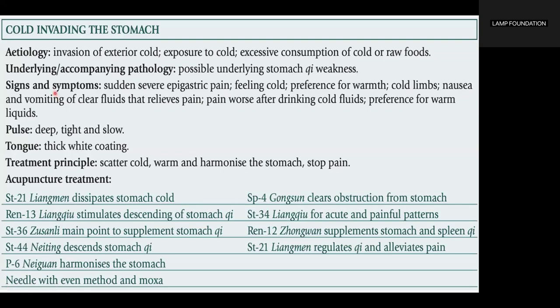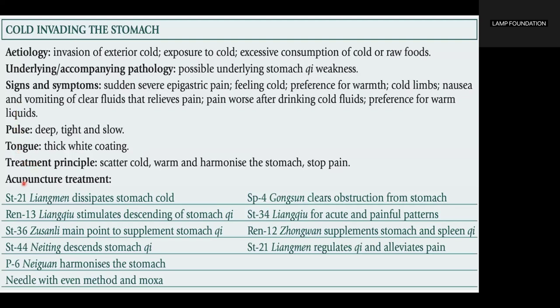Etiology for cold invading the stomach is invasion of exterior cold, exposure to cold, excessive consumption of cold or raw foods. Underlying or accompanying pathology: possible underlying stomach chi weakness. Signs and symptoms: sudden severe epigastric pain, feeling cold, preference for warmth, cold limbs, nausea and vomiting of clear fluids that relieves pain, pain worse after drinking cold fluids, preference for warm liquids. Pulse: deep, tight, and slow. Tongue: thick, white coating. Treatment principle: scatter cold, warm and harmonize the stomach, stop pain.